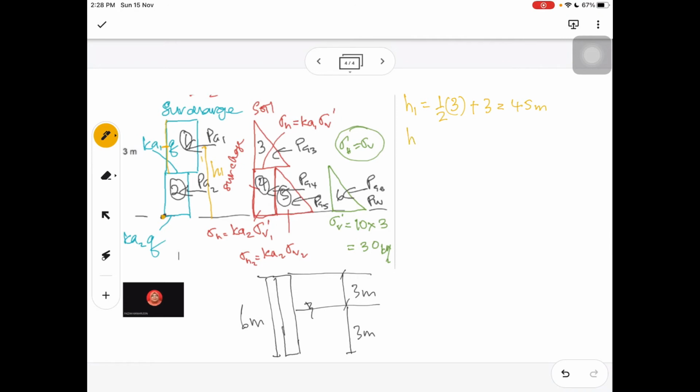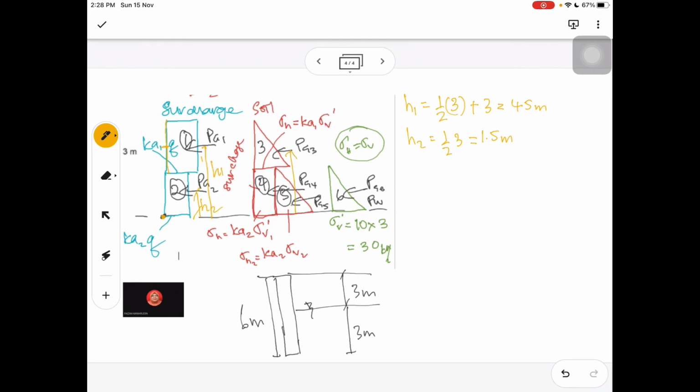And then H2, the height for this PA2. So this is H2. H2 is half of the height of the rectangular with 3 meter height, so it is 1.5 meter.